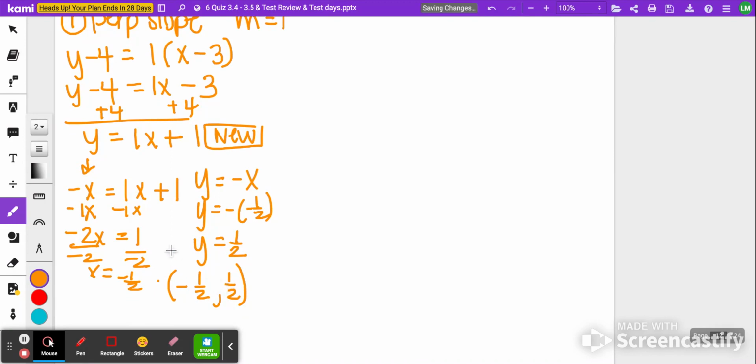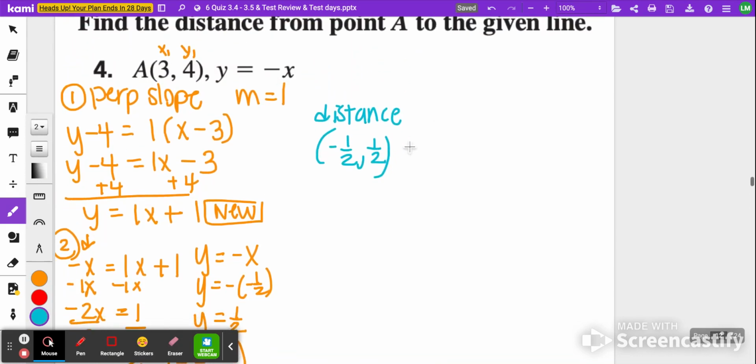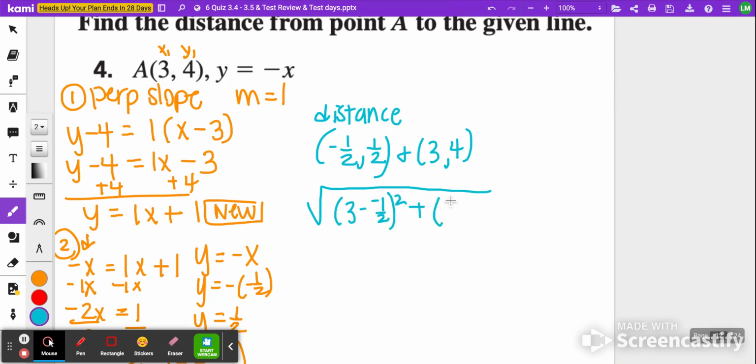Now I'm going to find the distance. So this was part 2. Now I'm going to find the distance between negative 1/2, comma 1/2, and that original point 3, comma 4. Okay, so that is the distance formula, y2 minus y1, or you can even do x2 minus x1. So that's 3 minus negative 1/2 squared plus 4 minus 1/2 squared. 3 minus negative 1/2 is 3.5, so I'm going to say 3.5 squared plus 4 minus 1/2 is 3.5 squared.